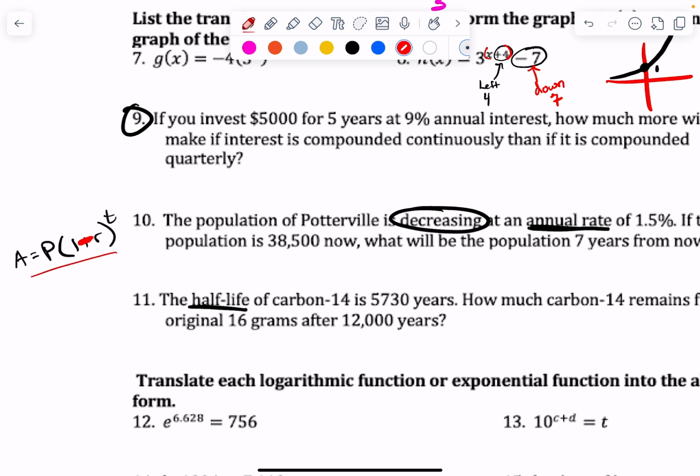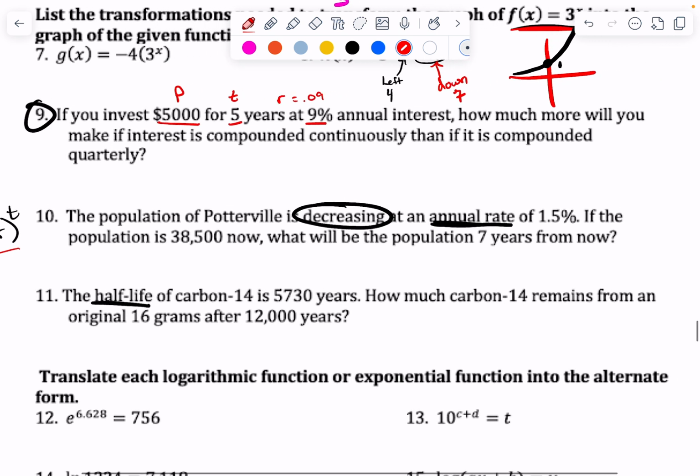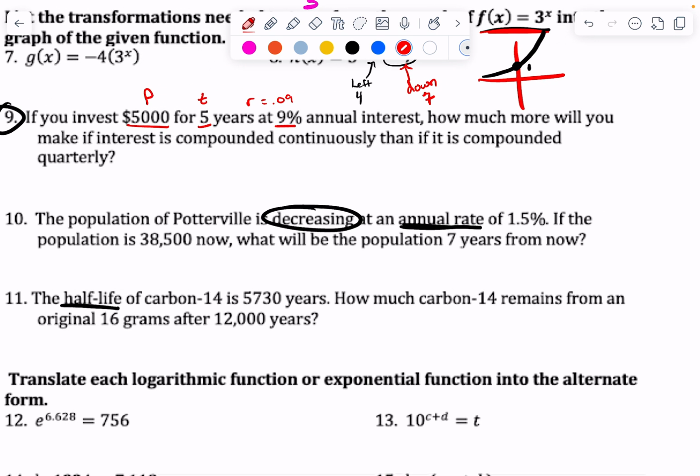So this is the formula you're going to use for number 10. Okay. All right, let's do number 9 together, though. So we are investing 5,000. That sounds like a P. 5 years is T. 9%, 0.09 is going to be your R. And how much more will you make if your interest is compounded continuously than if it's compounded quarterly?